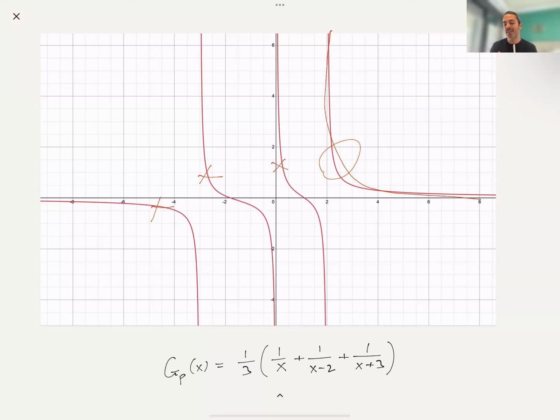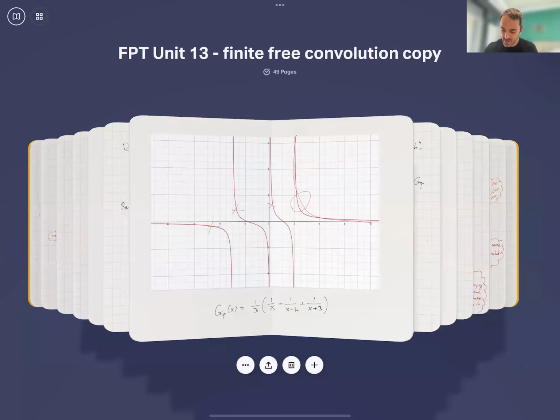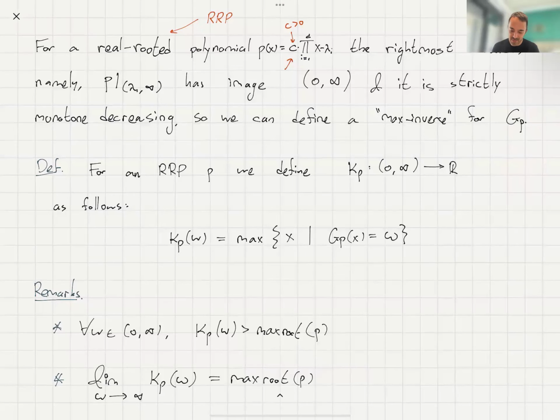And not only that, it's strictly monotone decreasing. In particular, it's invertible, because of that. So what I'm saying, and that's the last thing we did, is that you can define an inverse to, well, not the whole function, but to the function restricted to that open interval. And the inverse of that is really the max inverse of the original Cauchy transform.